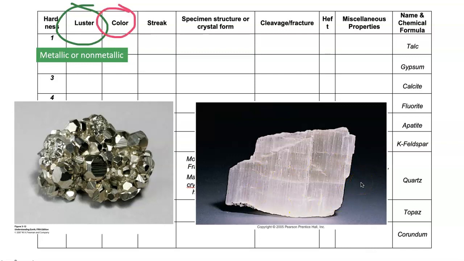The next thing you're going to fill out is the color, and that's just what the color looks like to you. So on the left, I might call this a brassy color, brassy gold, and this one I might call white. Next, you're going to complete the streak column, and the streak is the color of the mineral when it's scratched on a porcelain plate.